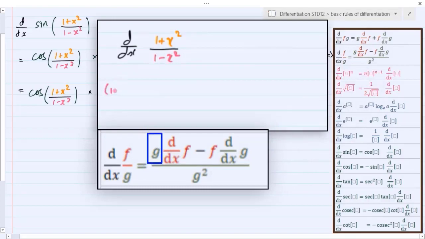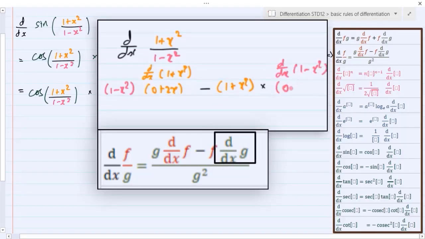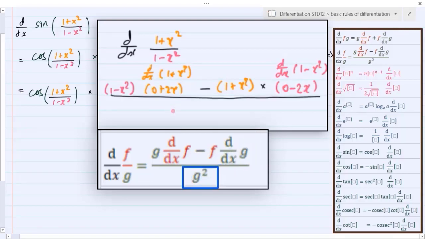In first step, your denominator, which is 1 minus x square, will be as it is. We just have to differentiate 1 plus x square, which is nothing but 0 plus 2x, minus, in second step, your numerator, which is 1 plus x square, will be as it is. We just have to differentiate your denominator, which is 1 minus x square, which is 0 minus 2x, upon 1 minus x square the whole square.